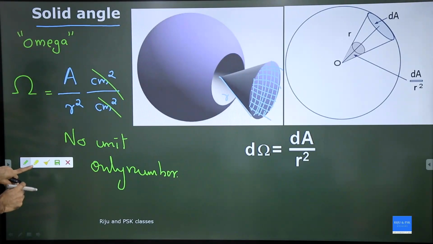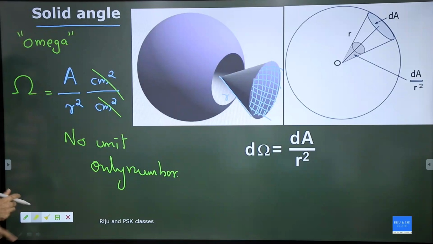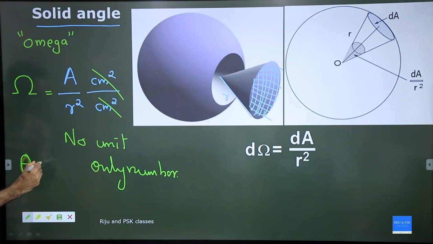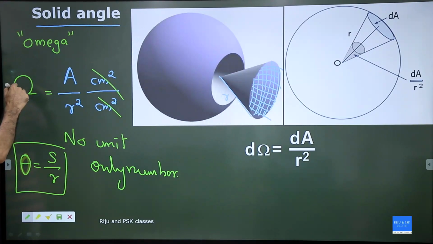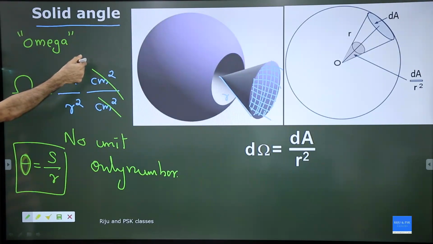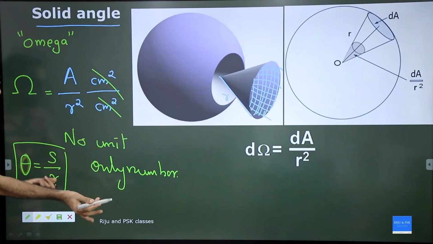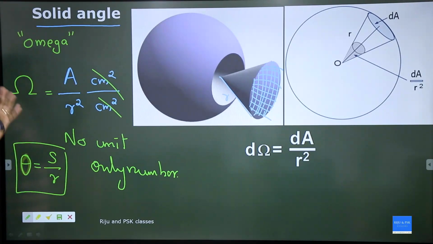I'll just remind you about the other thing, theta. What was theta equal to? Theta was equal to arc length by radius. Same thing, no unit, only number. This is solid angle, which is area by R square. So again, no unit, only number. So these two are geometrically defined. They don't have unit, but we give them a unit.